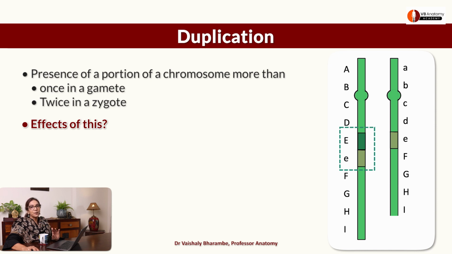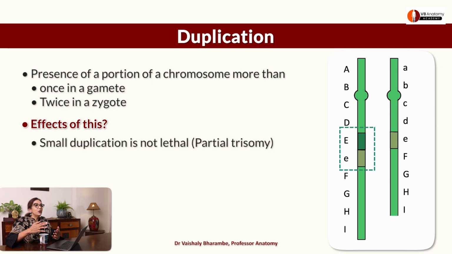Effects of this, see, you should understand that normally we have only one set of every chromosome in a gamete. One set is coming from one gamete, one set coming from the other gamete. So you develop two. But if one gamete is carrying two, then you will end up having three of it in the zygote, which is trisomy, isn't it? So duplications may lead to partial trisomy, and that is something that will have its own repercussions. So that is how we have now completed 5 chromosomal abnormalities today.